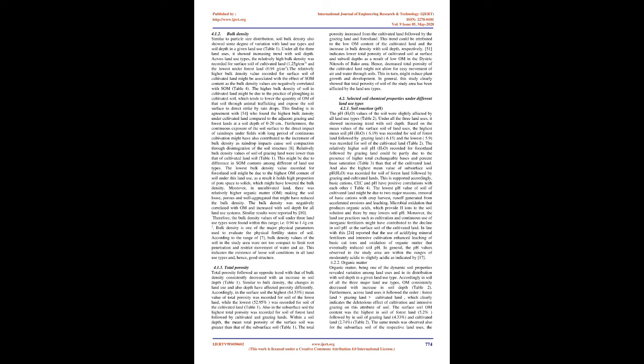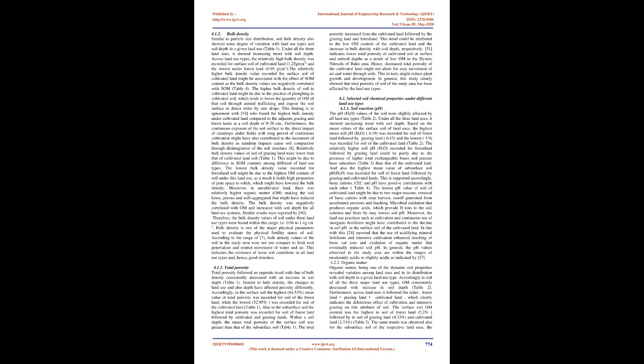The lowest bulk density value recorded for forest land soil might be due to the highest OM content of soil under this land use. As a result, it holds a high proportion of pore space to solids, which might have lowered the bulk density. Moreover, in uncultivated land, there was relatively higher organic matter, OM, making the soil loose, porous, and well aggregated, that might have reduced the bulk density. The bulk density was negatively correlated with OM and increased with soil depth for all land use systems. Similar results were reported by 10.